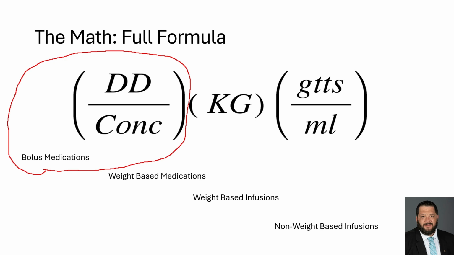So let's say that you're going to administer 4 milligrams of a medication. That's your desired dose, 4 milligrams. Your concentration would then be how many milligrams in how many milliliters are you provided. So let's say I hand you a vial with 10 milligrams in 10 milliliters. That would be your concentration. You would plug that information in and do the math.